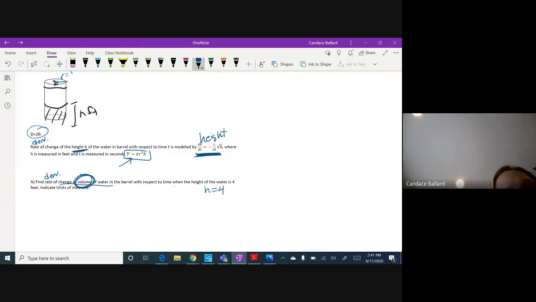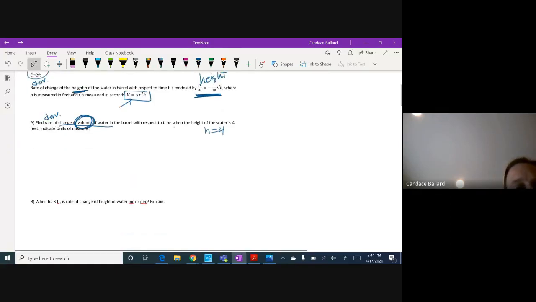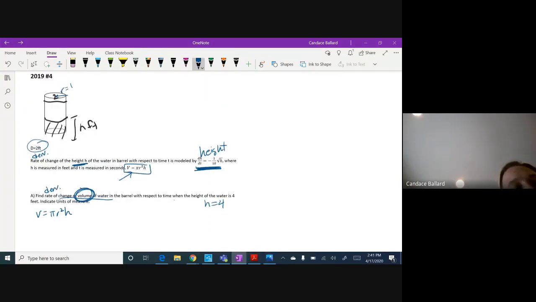Okay. So I'm going to write down that volume formula. So we've got the volume equals pi r squared h. Now, because this is a cylinder, the diameter and the radius never change. It's not like the cone. You guys remember the cone? We did the cone problem.